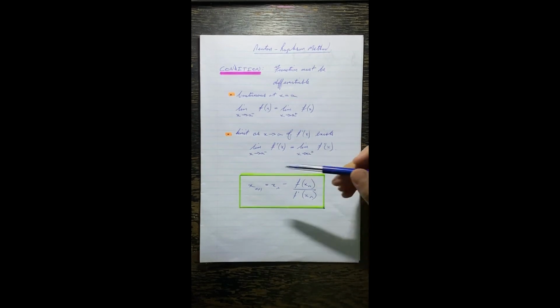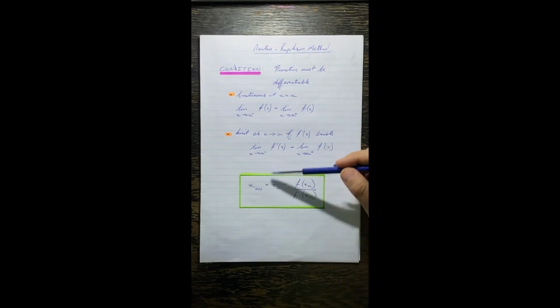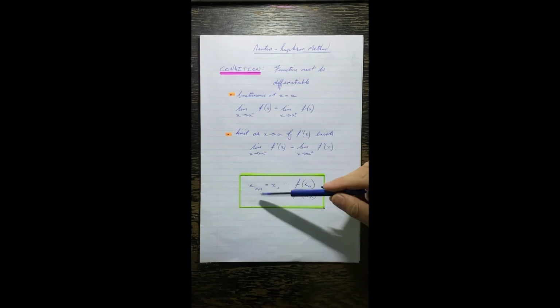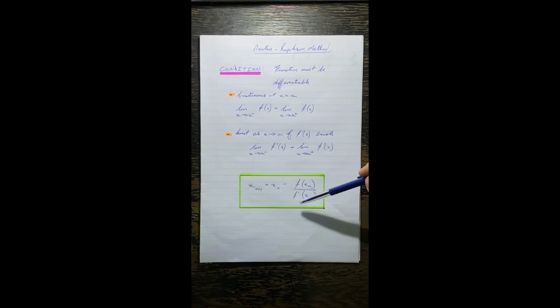So what is Newton-Raphson? Well, here's the formula for Newton-Raphson. It's x n plus 1 equals x n minus f of x n over f dashed x n. Now this formula is given on your formula sheet, so you don't have to memorize it.